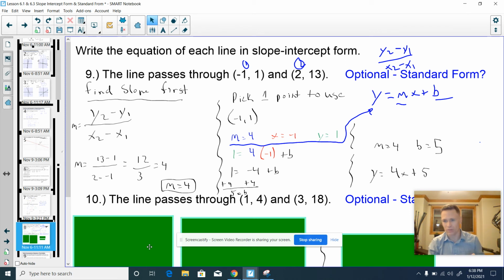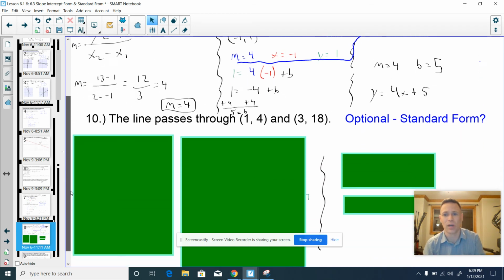Given two coordinate points, write the equation in slope-intercept form. Two really big key things you've got to do. First thing, find the slope, use the slope formula. We've done that before. Second thing is, use the slope, pick one of the coordinate points, substitute all of that stuff in for y equals mx plus b, and solve for b. You're done. It takes a while, but it's not that bad of a process.